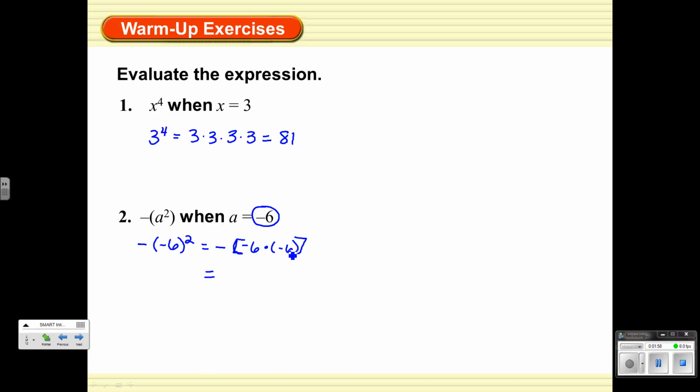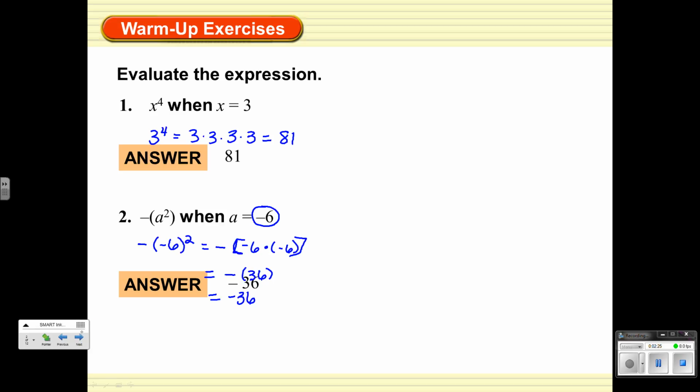So negative 6 times negative 6 is positive 36, but this negative out front makes my answer become negative again. So it's negative 36. So just keep that in mind. This entire negative 6 gets substituted in for the a. And since the variable a is squared, it means the negative 6 is what is squared. So negative 6 times negative 6. Just keep that in mind. Okay? And there's our answers, which we've already discovered.